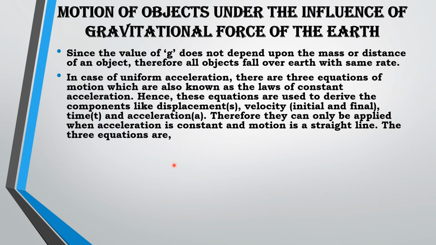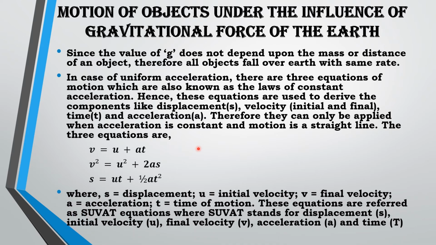The equations for the laws of constant acceleration are v is equal to u plus at, v square is equal to u square plus 2as, and s is equal to ut plus half at square, where s is the displacement, u is the initial velocity, v is the final velocity, a is acceleration, and t is the time of motion. These equations are referred to as SUVAT. If you sometimes have difficulty, learn these equations by this name, SUVAT, so it will be easy for you to remember.